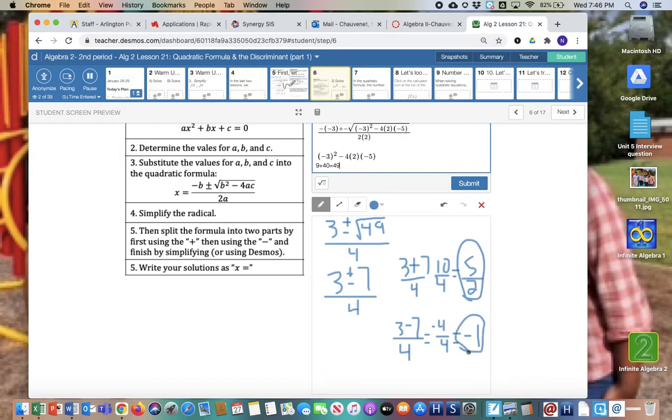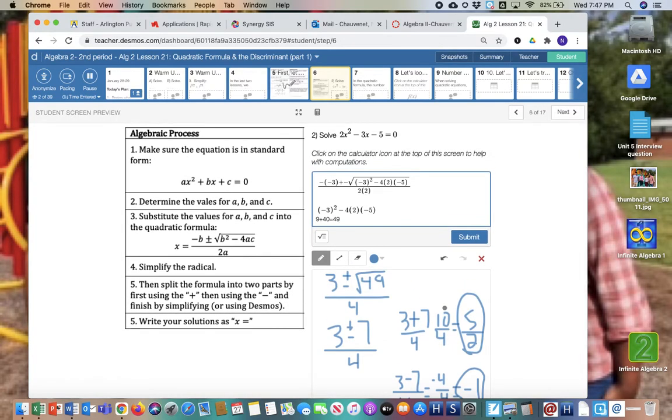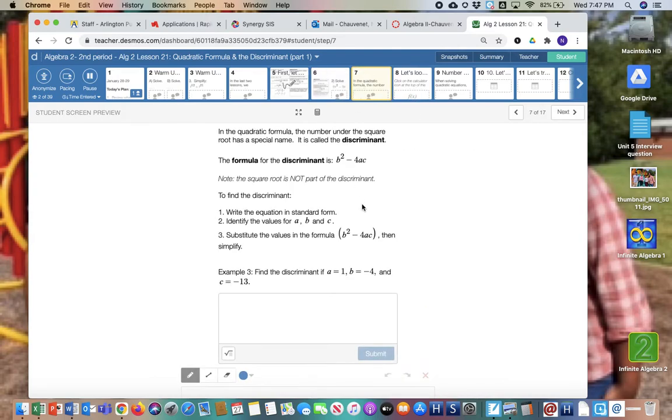So then those are our two solutions. 5 over 2, or obviously 2.5, and negative 1. Okay? So that's how I'd write that. X equals those values. Okay, so just a quick one on something else here that we need to look at.